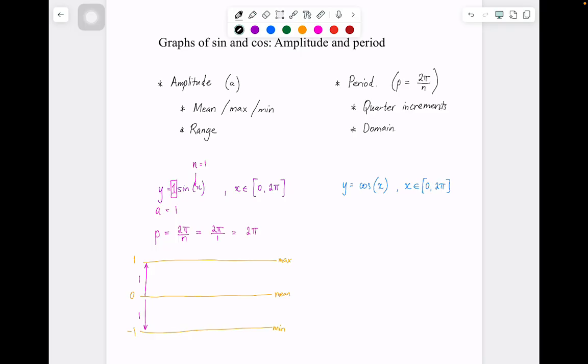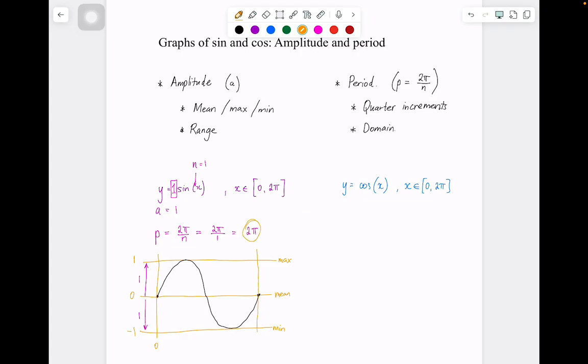The second concept that we're going to look at is the period. Now it's 2 pi on n. What is our n value? Our n value is defined by the number in front of the x inside the bracket. So in this case here, our n is equal to 1, and we will need to run a little calculation where the period is equal to 2 pi over n, make the substitution where n is equal to 1, and so therefore our period is 2 pi.